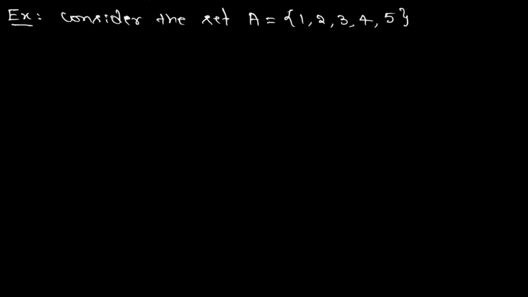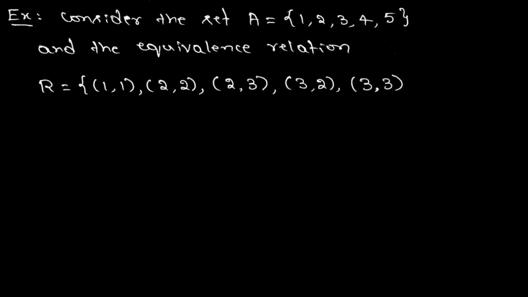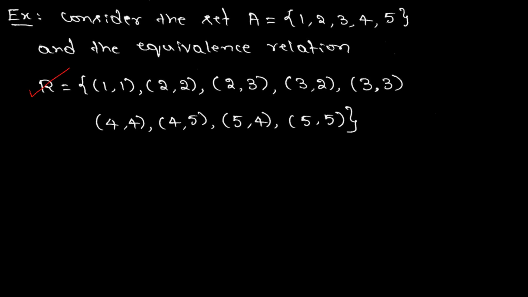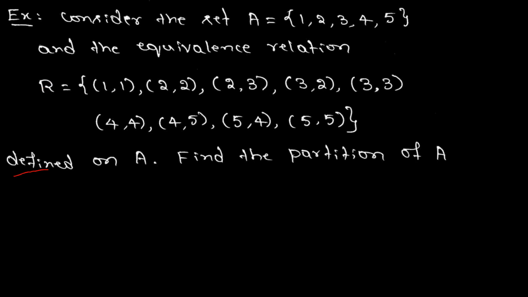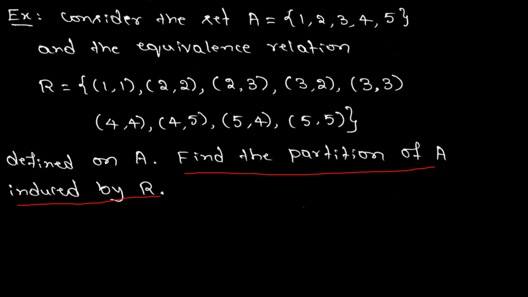Let us take one example. Consider the set A, the equivalence relation R defined by this. This is our equivalence relation, explicitly given, defined on A. They are asking: find the partition of A induced by R. Let us partition the set A using the given equivalence relation.